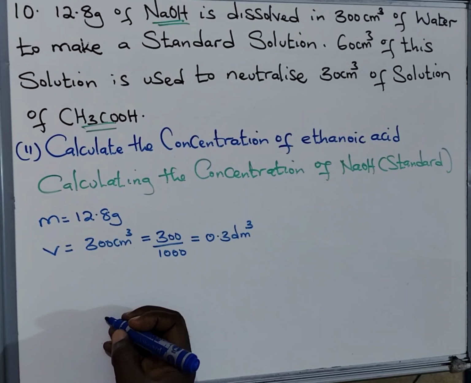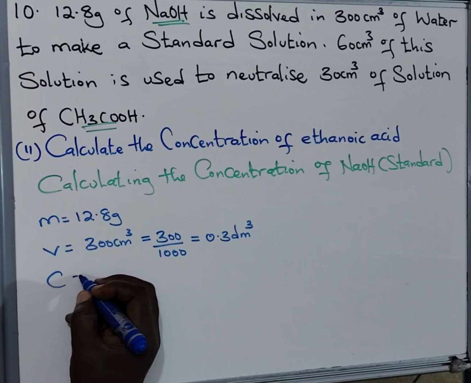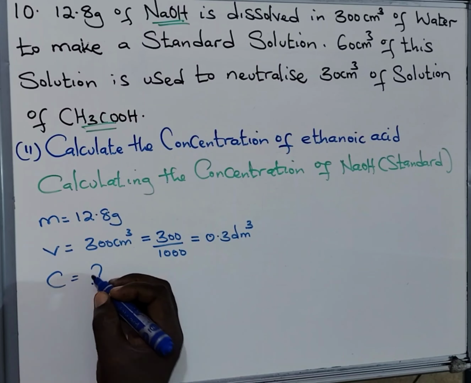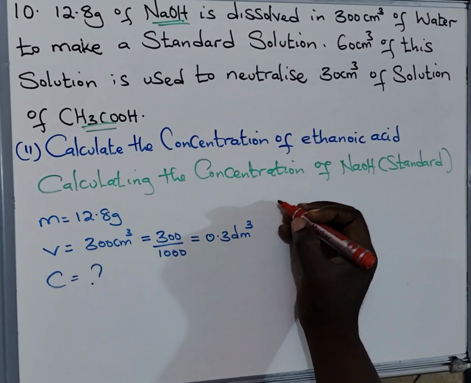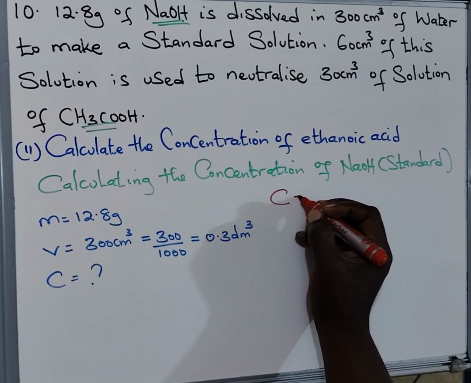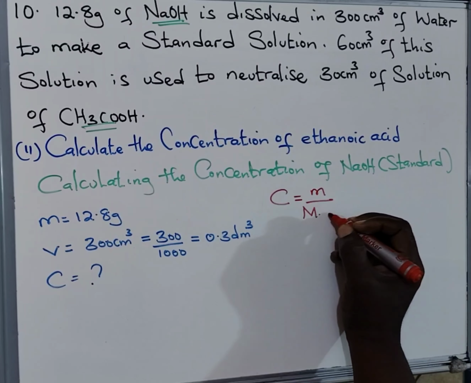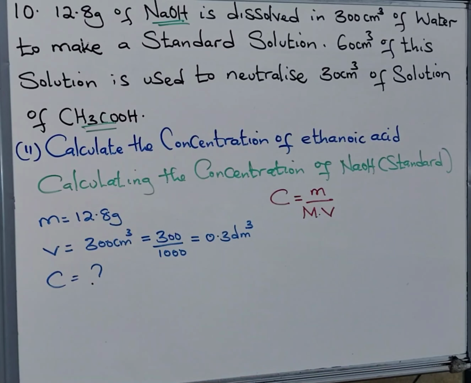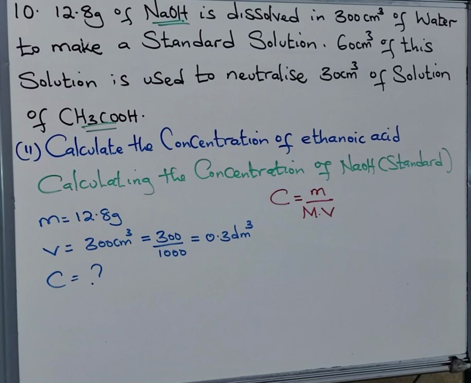Okay, what else do we know? We are looking for concentration. When you quote the equation, you can see what is missing. The concentration equation, which uses mass, is going to be C is equal to mass over molar mass times volume. So the equation shows that we are missing molar mass. So what do we do? We find it.